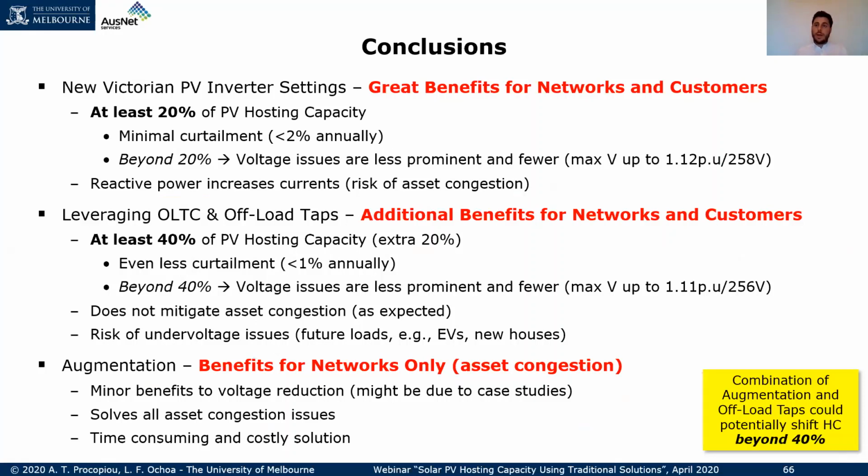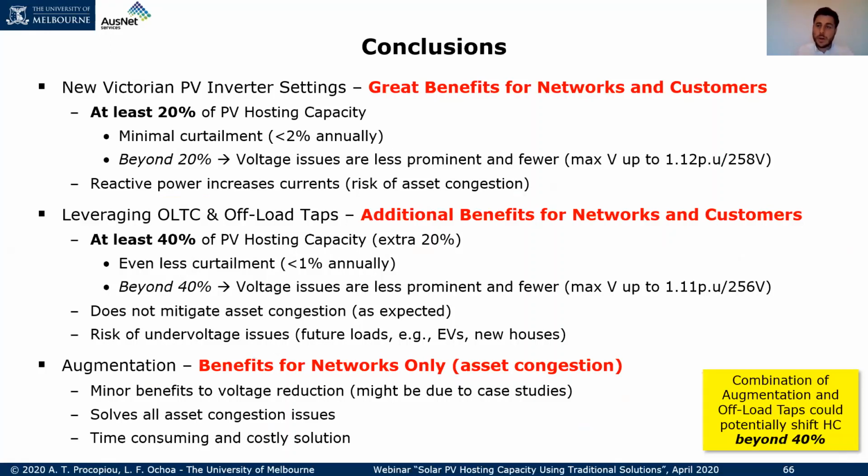Given that we are reducing the offload tap changes to a lower level, and that is not automatically changed until some engineers go and change it, this means that we might in the future face under voltage issues. So given that in the future new technologies are coming in that are impacting the voltage level to a lower level, such as future loads, electric vehicles, or new houses, this might be a caveat as well in this solution. However, this allows us to understand the level of effects and benefits using these particular solutions.